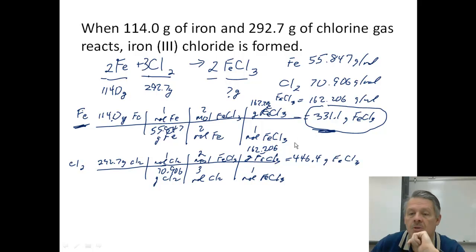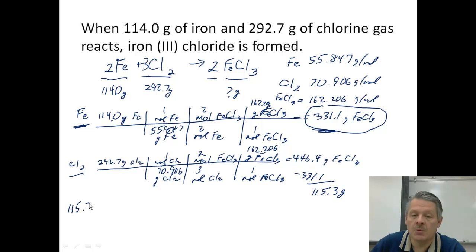Alright, so that tells us that if we subtract these two numbers, we have how much is left over. So if we subtract 331.1 from this, we come up with a total of 115.3 grams of FeCl3 that we were not able to produce. We had enough chlorine to produce it, but we didn't have enough iron to produce it. So how much excess chlorine did we have? We have to work our way backwards to chlorine. How much excess chlorine did we have?